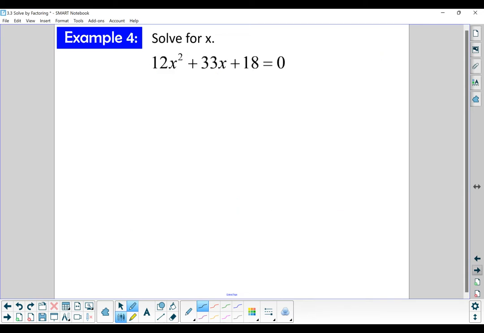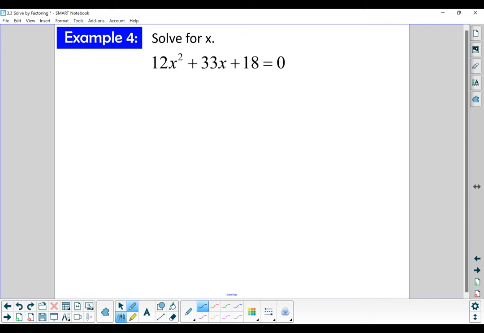Okay, example 4. So we've got 12x squared plus 33x plus 18. And this one looks kind of difficult to factor. There is no common factor. Oh, there is a common factor. I'm super prepared for this video. I looked at all these problems ahead of time, I promise.